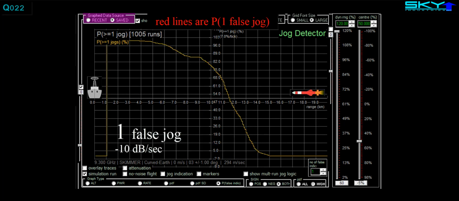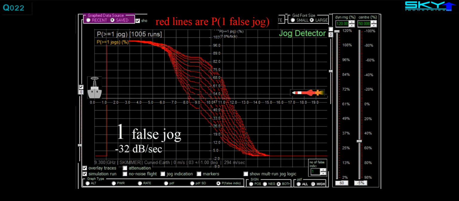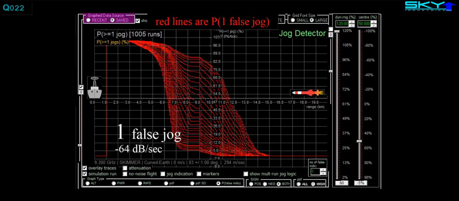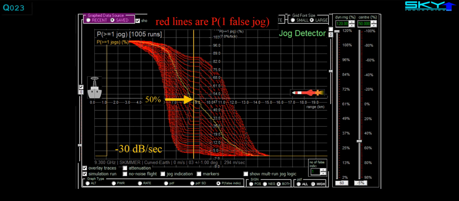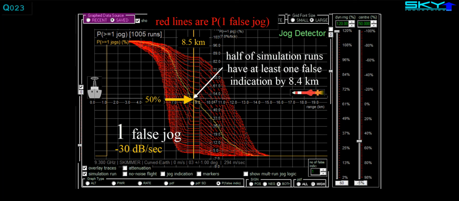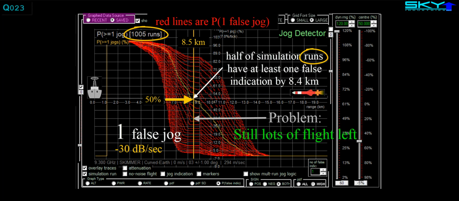As the missile gets closer to the ship, for every jog detect threshold value, it is increasingly likely that the multipath will cause at least one false jog indication to occur. Now, for the minus 30 dB per second threshold, there's about a 50% chance of observing at least one false jog indication by the time the missile is 8.5 kilometers from the ship. This probably isn't the kind of performance that we want to see, regardless of the characteristics of the jammer that's using the jog detector.